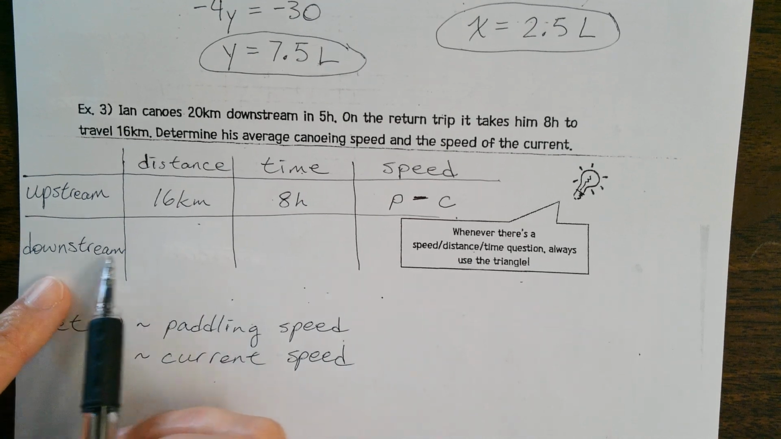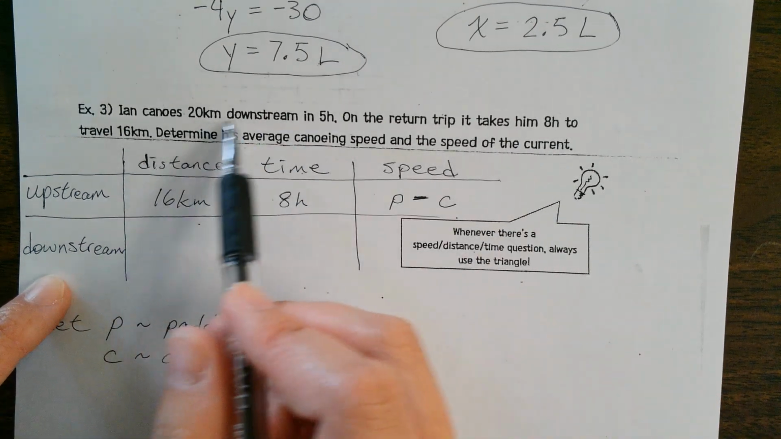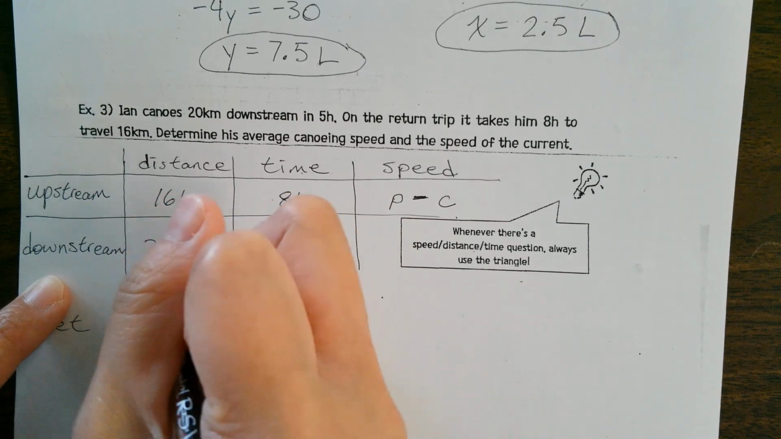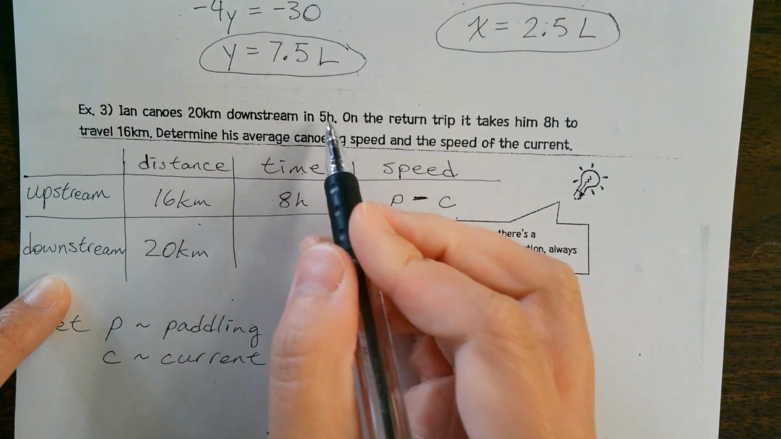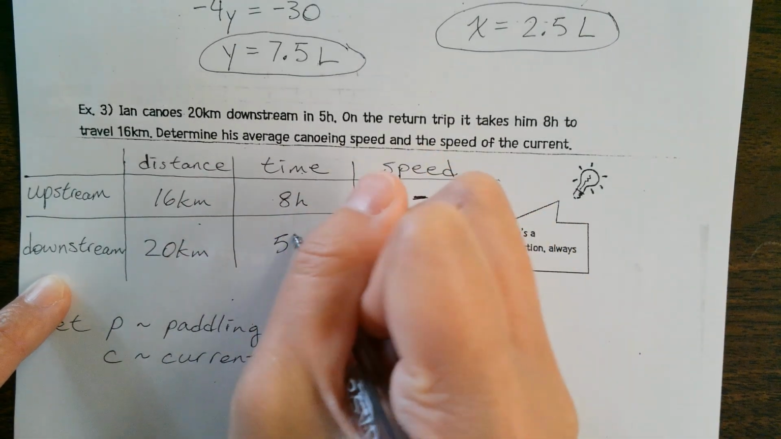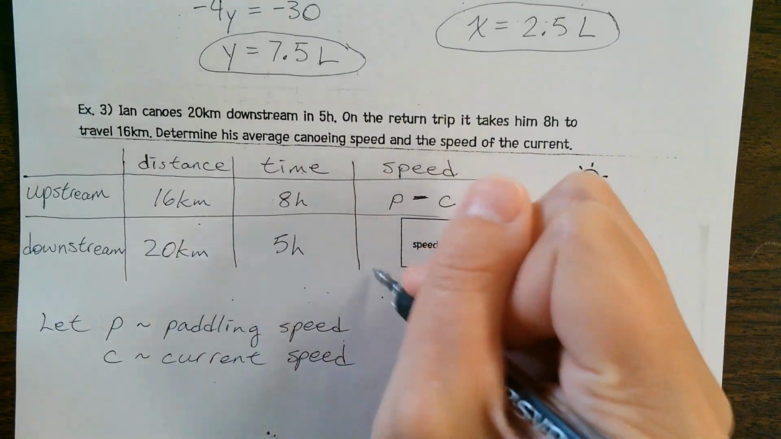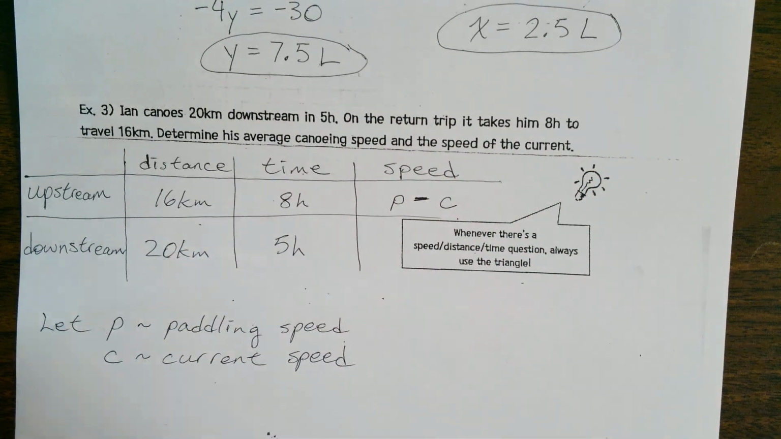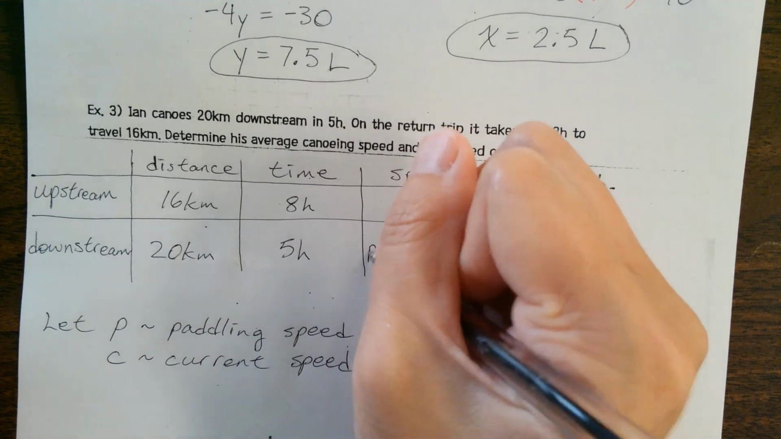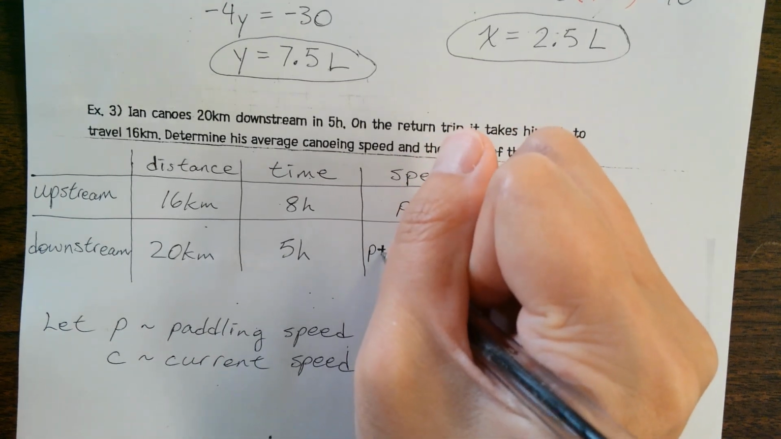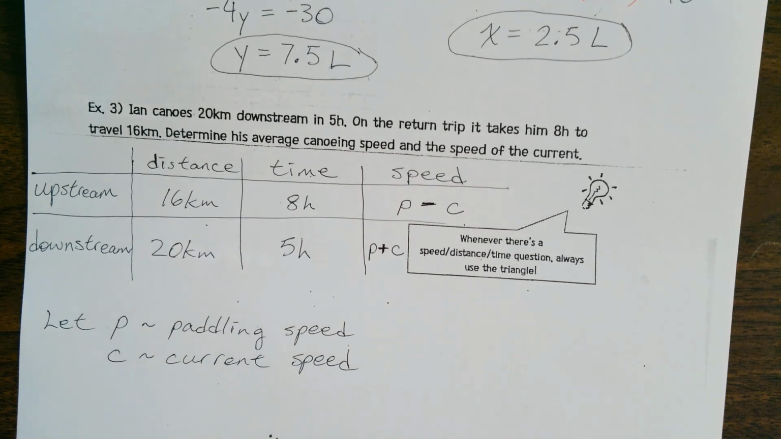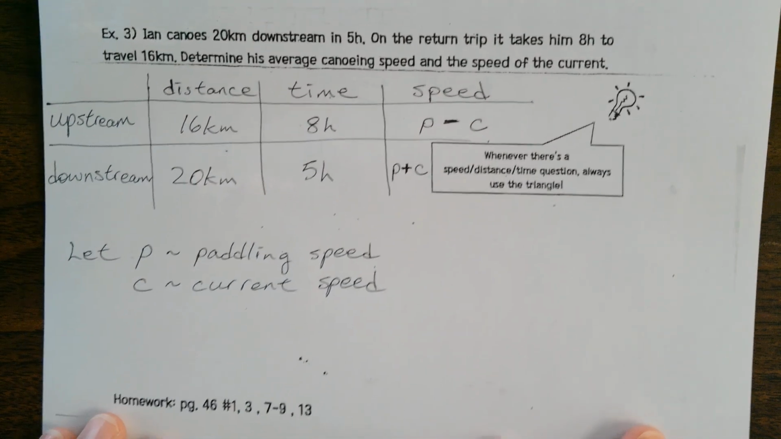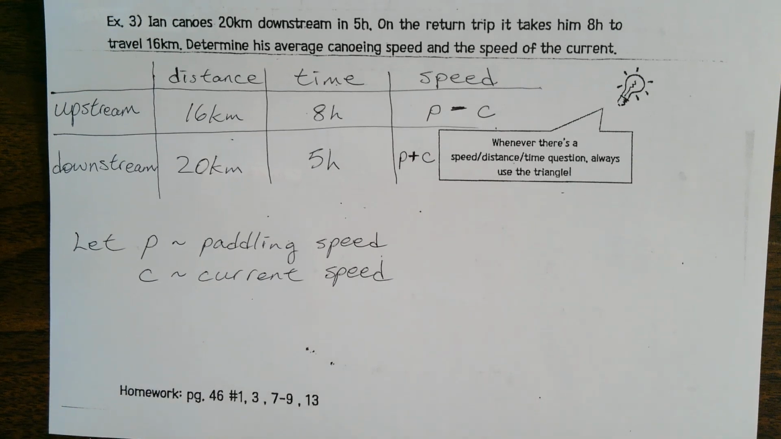Okay. Similarly, downstream is 20 kilometers. It takes me 5 hours. And what will my speed be for going downstream? Yep, P plus C. Good, because the current is in my favor. Can you just calculate speed based on distance and time? Yeah, that's exactly what we're going to do next.